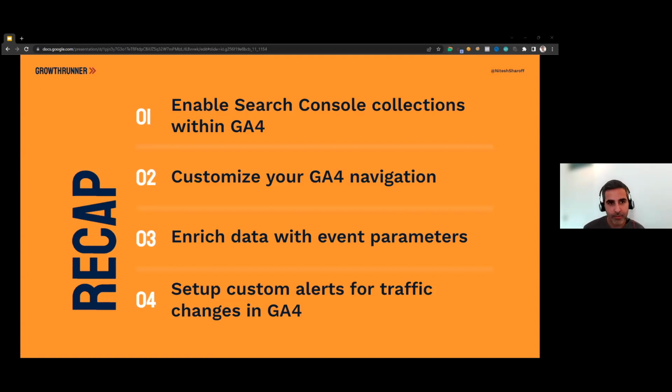Number 3, related to the created date and getting post details in, maybe the author of the post, and enriching your data with event parameters, something I recommend you do. Number 4, custom alerts. If you want to monitor big drops in organic or anything within the account, you can set those up with custom alerts as well.